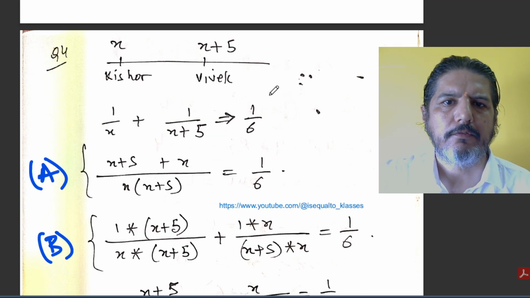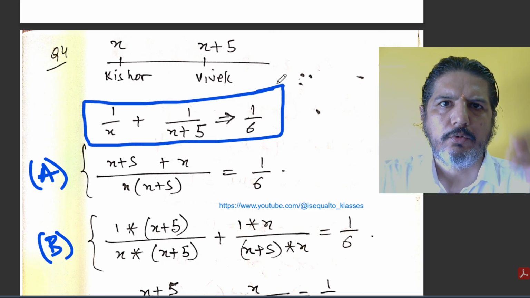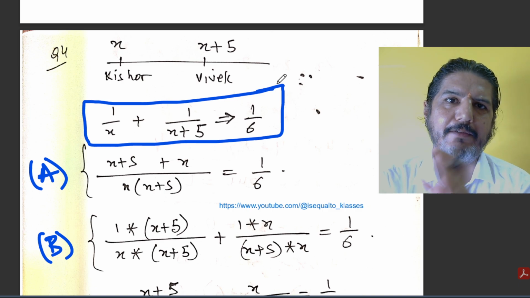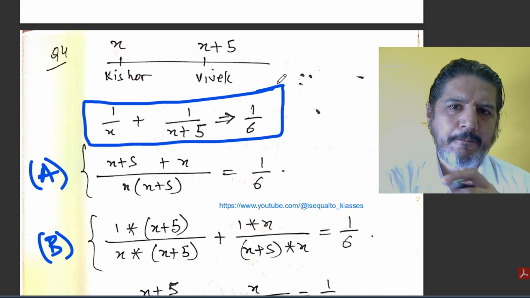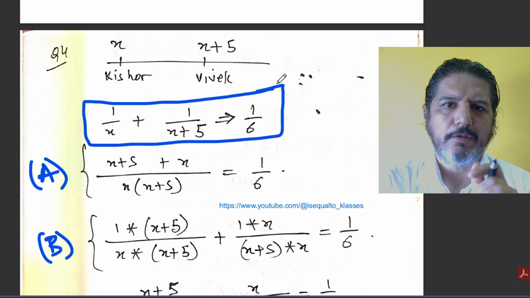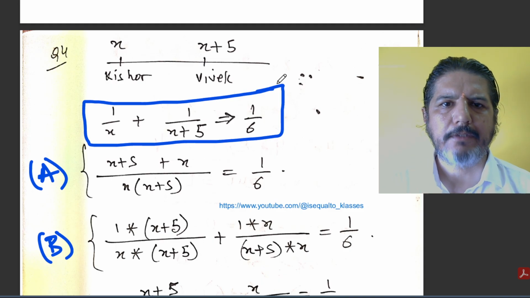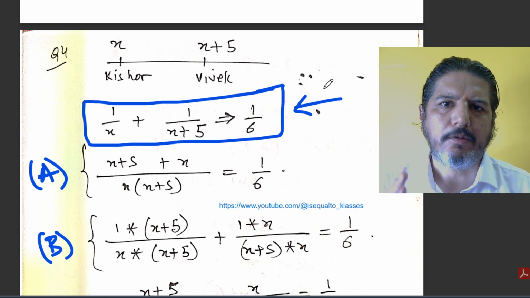So see, this is a simple question, but the main problem that I've seen with students is they are not able to handle adding fractional algebraic expressions. They find a lot of difficulty. But I hope I am able to explain to you how to solve these kinds of equations. Otherwise the question is simple. This is the step where most of the students will face difficulty. But let's start the question.